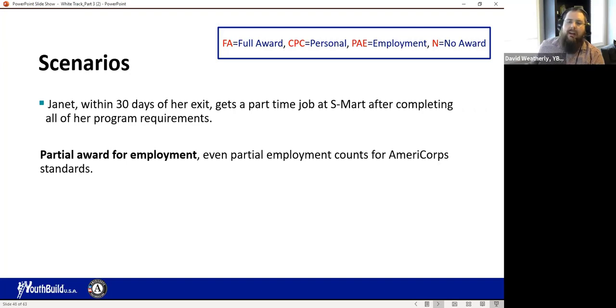And once again, I will be grateful in showing you what documentation you should provide. In this case, a pay stub. I'm not quite sure what that is, but I've been told it's used in your world. Or an offer letter for employment. So if you can find something from this S-Mart organization to show that Janet is indeed an employee there, and you can do so within 30 days, you could exit this individual with employment, and they would get a partial award prorated to their hours served. Let us move on to the next scenario.